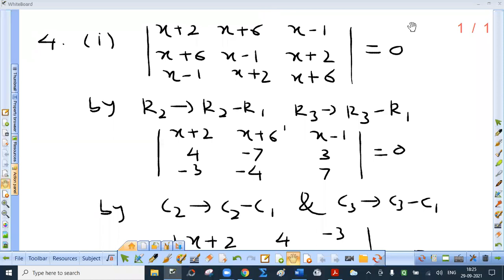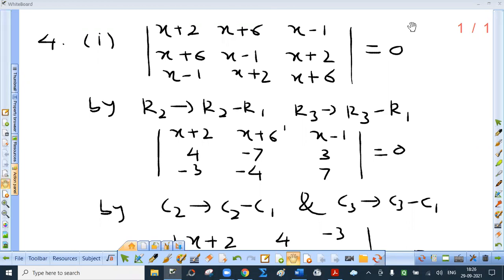Fourth question, solve the following equations. First one, determinant x plus 2, x plus 6, x minus 1, x plus 6, x minus 1, x plus 2, x minus 1, x plus 2, x plus 6. This is equal to 0. Now, it is not asked that without expanding or using properties, etc. So you can expand as it is, but we'll try to simplify this.